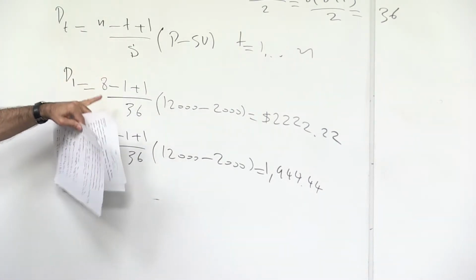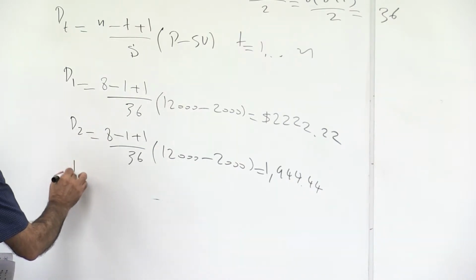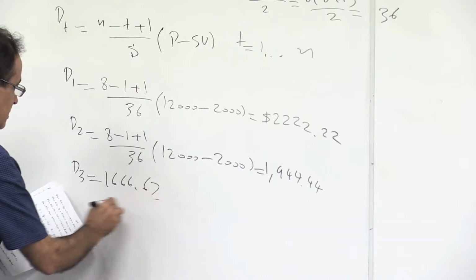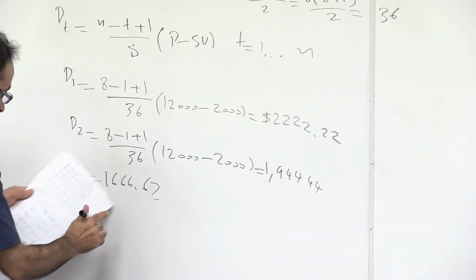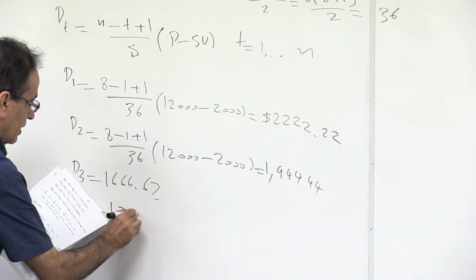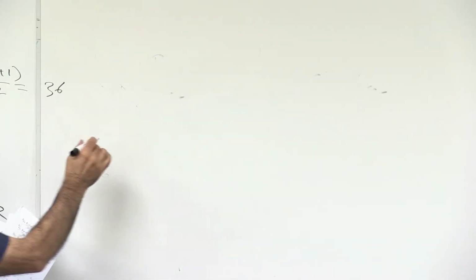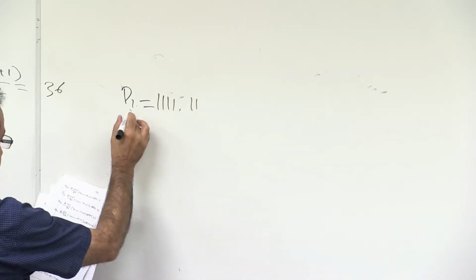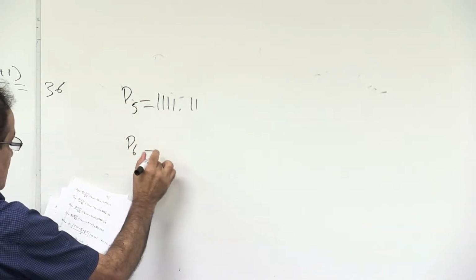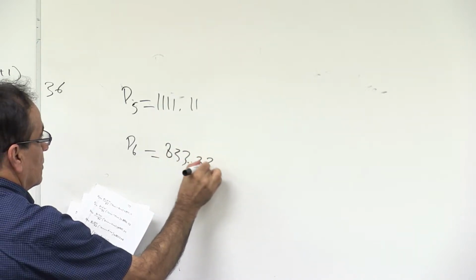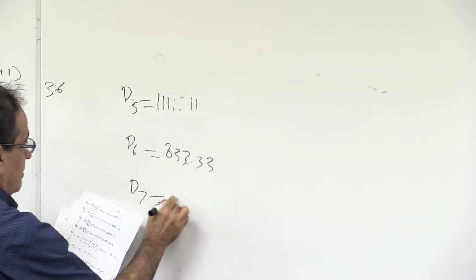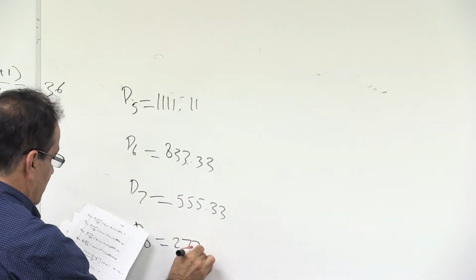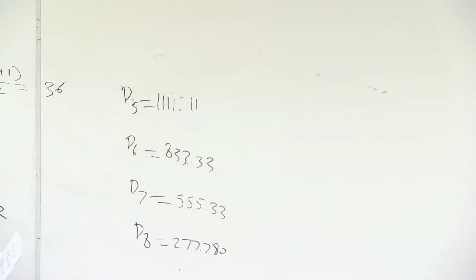I'm not going to do the rest of them. Just substitute t equal to 3, 4, 5, up to 8. So I'm just going to provide the results here. D3 is going to be equal to 1,666.67. D4 is equal to 1,388.89. The depreciation for year 5 is 1,111.11. For year 6, it's going to be $833.33. For year 7, $555.56. And finally, for year 8, it's going to be $277.78.